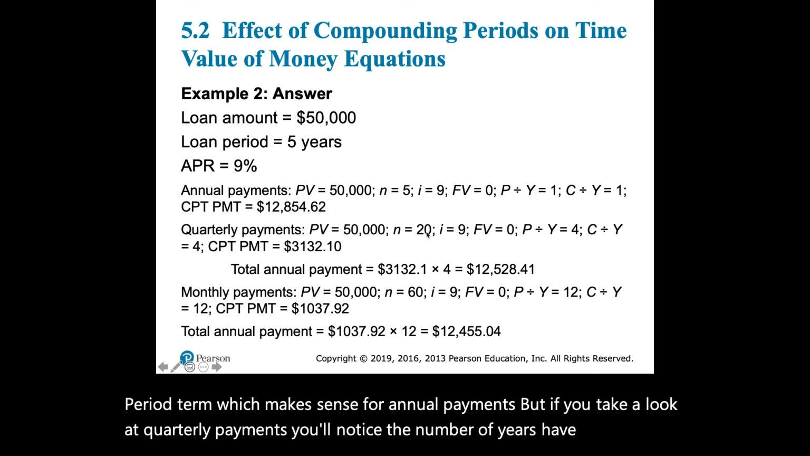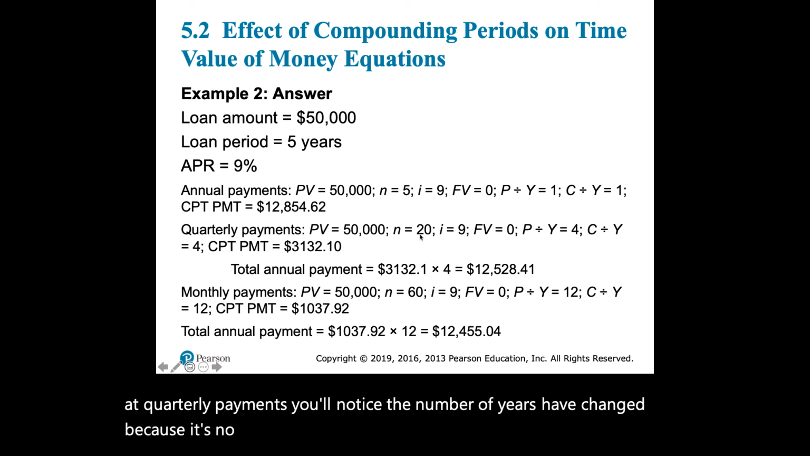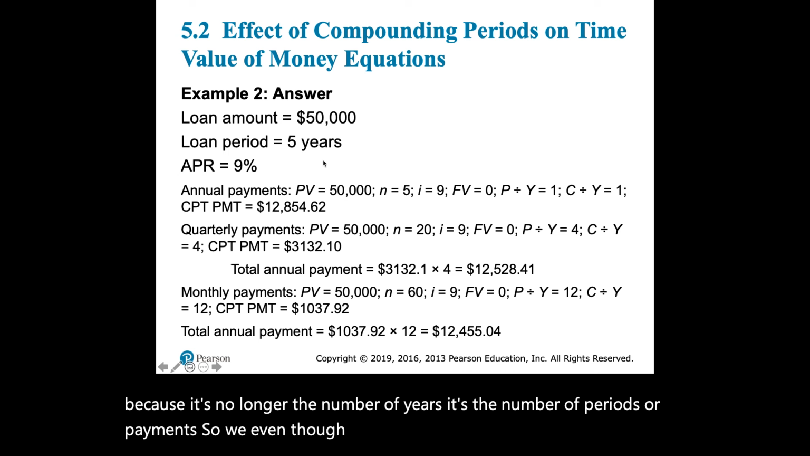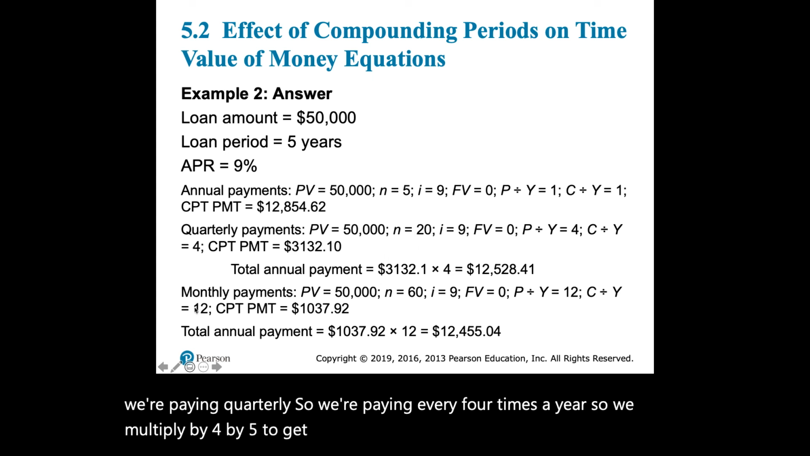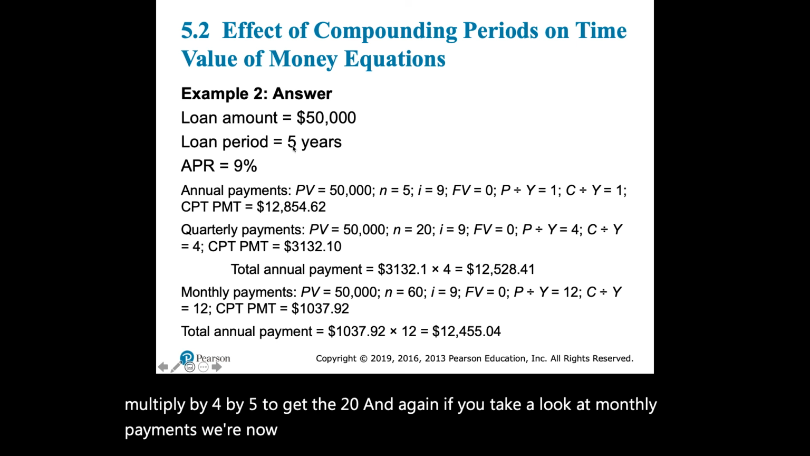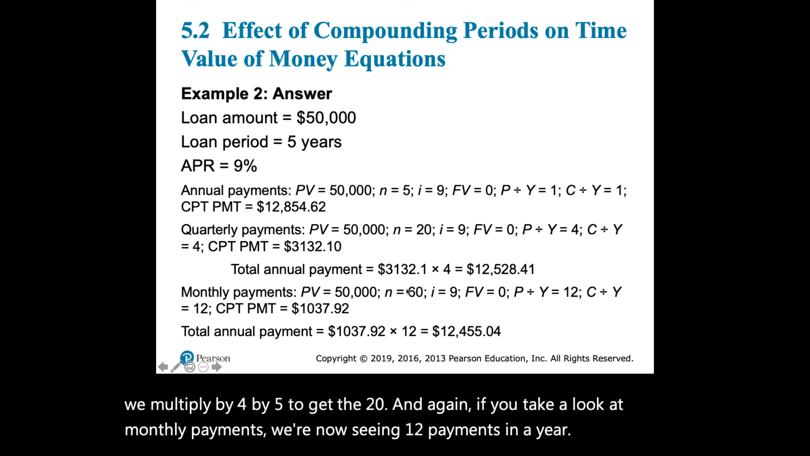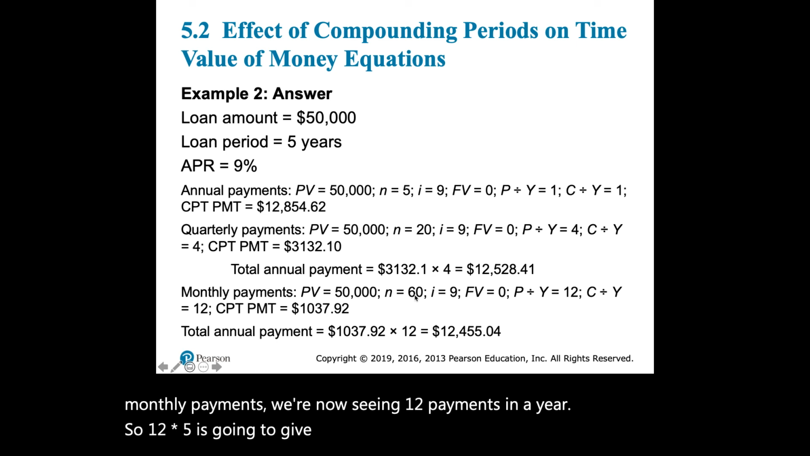So even though it's 5 years, we multiply that by 4 because we're paying quarterly, four times a year. So we multiply by 5 to get 20. And if we take a look at monthly payments, we're now seeing 12 payments in a year, so 12 times 5 gives us 60. But again, don't worry too much. We'll discuss more about that. I just wanted a little reminder for when you work on your Excel sheets.